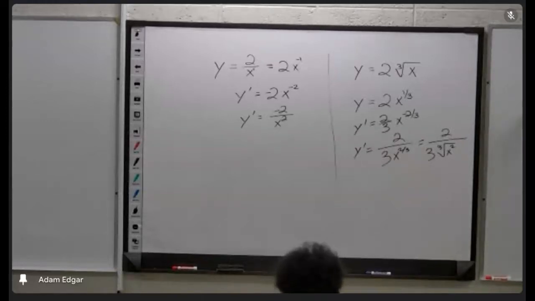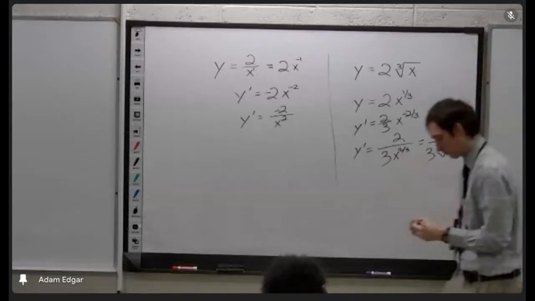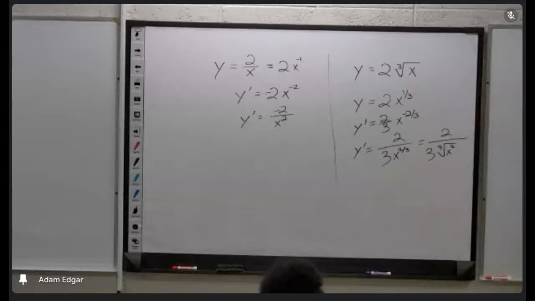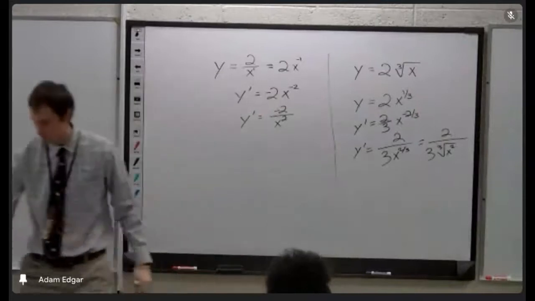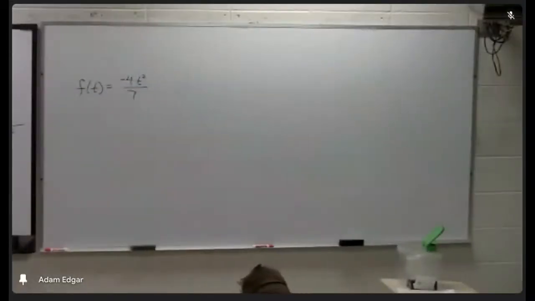f of t equals negative 4 t squared over 7. I could just reduce the negative 4 over 7. Isn't it that you can only not do it in the denominator? Correct. Yeah, you're allowed to just jump right into this one.